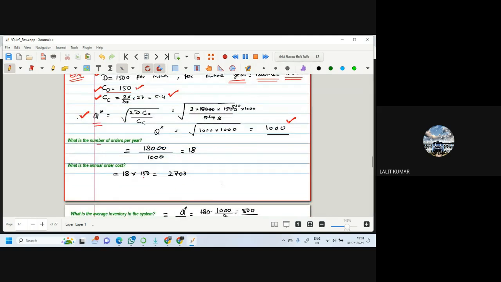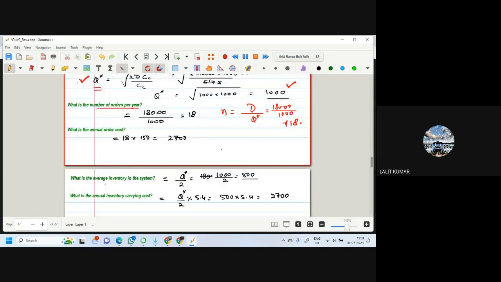What is the number of orders per year? Number of orders N is equal to demand by Q star. So demand was 18,000 divided by 1000 becomes 18. What is the annual order cost? Here, as I mentioned during week 5, your total cost consists of ordering cost plus carrying cost. Ordering cost is nothing but D by Q, how many times you are ordering, into 150. So 18,000 by 1000, that is 18, into 150. This is the ordering cost.